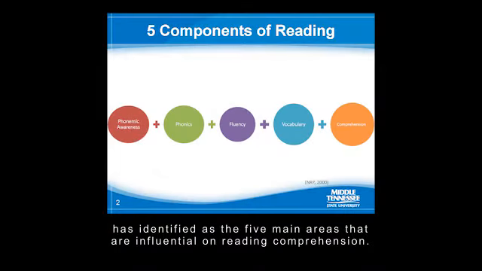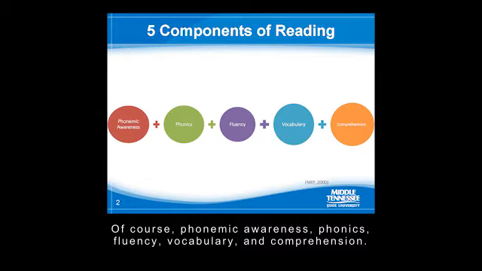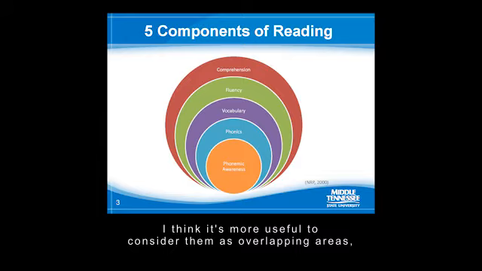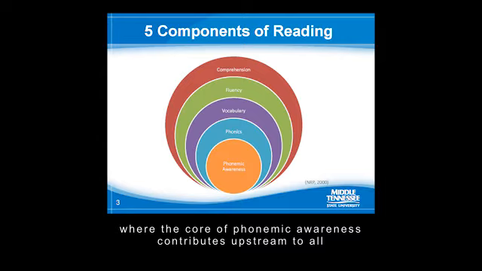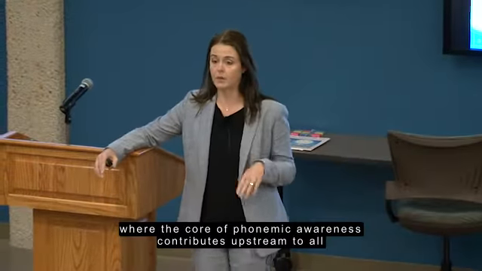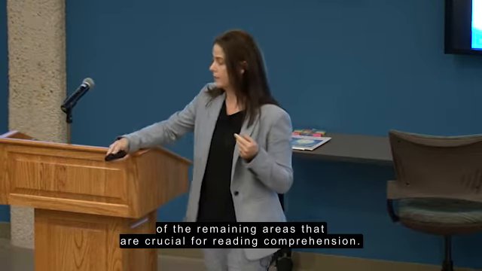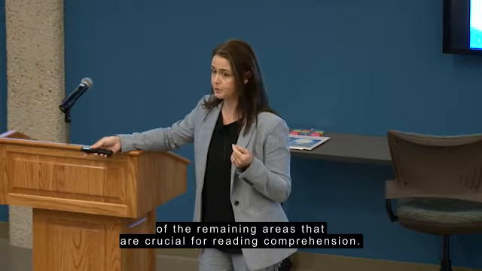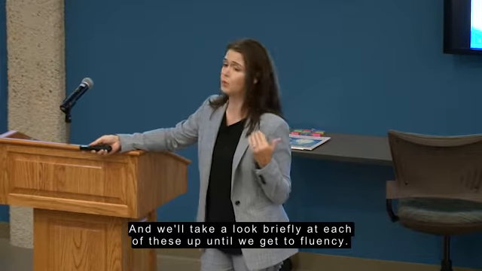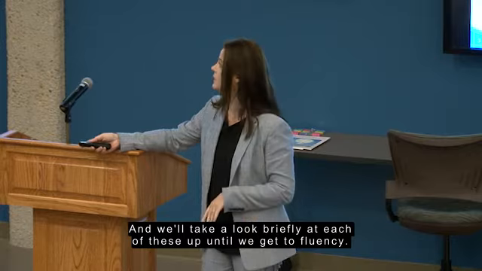main areas that are influential on reading comprehension. Of course, phonemic awareness, phonics, fluency, vocabulary, and comprehension. I think it's more useful to consider them as overlapping areas where the core of phonemic awareness contributes upstream to all of the remaining areas that are crucial for reading comprehension. And we'll take a look briefly at each one of these up till we get to fluency.